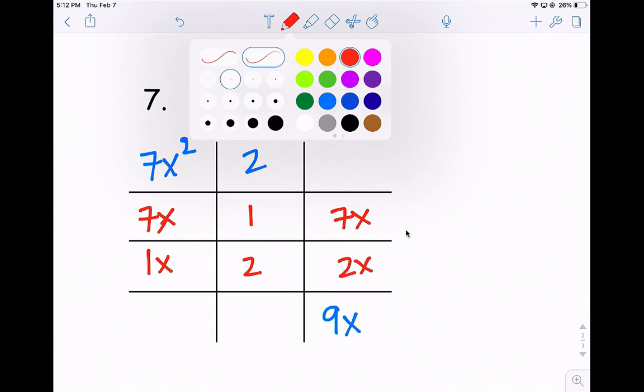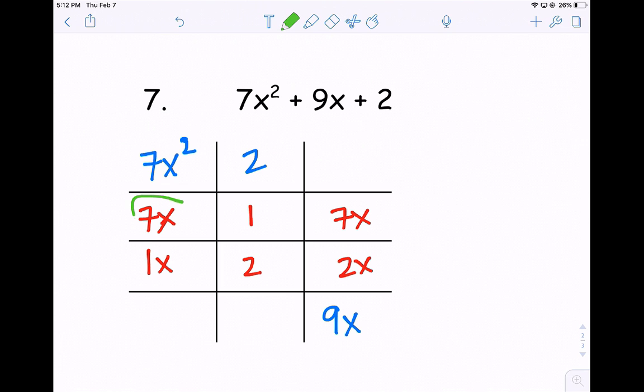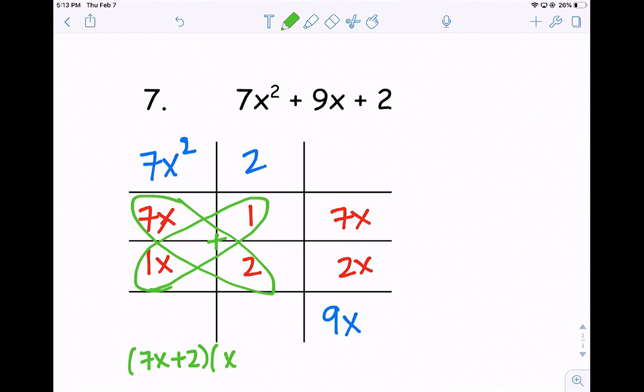So at this point, I have my 2 factors. Again, we circle diagonally. This is why we circle diagonally, because 7x needs to go with the 2. On the other ones, it didn't really matter, but I always circle diagonally just to make sure. Again, this is a plus right there. So we have 2 factors: 7x plus 2 times x plus 1.